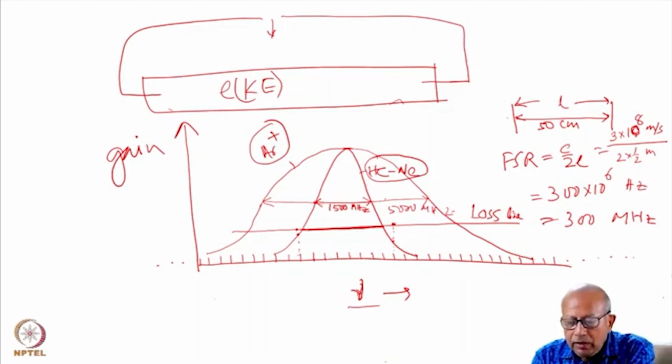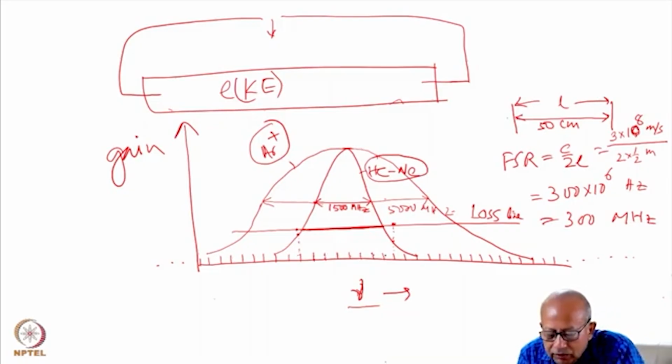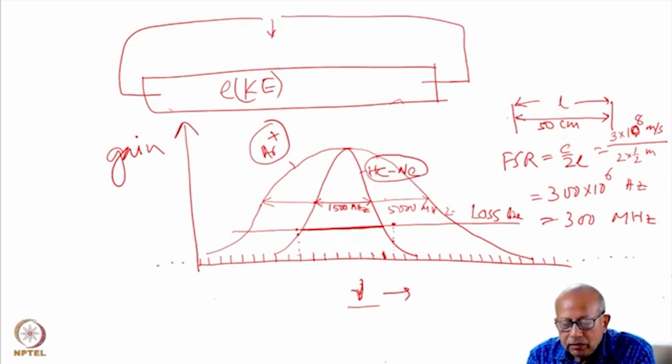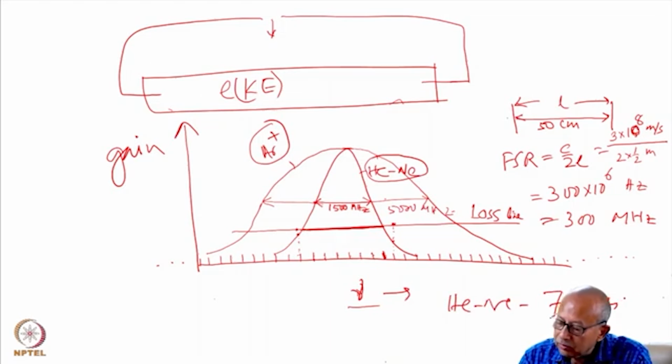So you see, in case of helium neon laser, there are 1, 2, 3, 4, 5, 6, 7 modes which lie within the lasing window. So they all will lase. So the helium neon laser will be a multi-mode laser, and 7 modes will manage to lase.